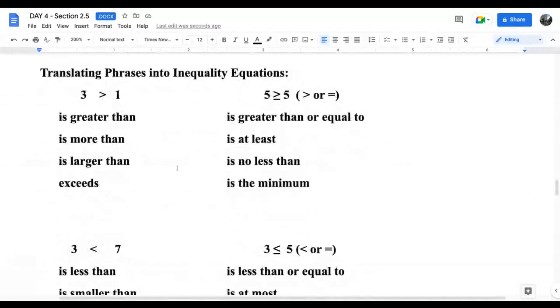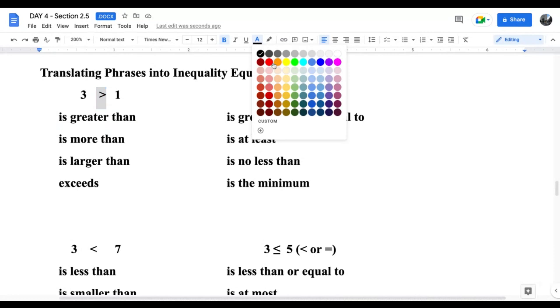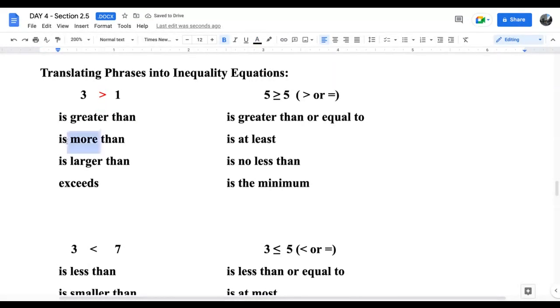So let's see how we translate phrases into inequalities. Is greater than, more than, larger than, exceeds, all mean this sign. Greater than or equal to: now we see equal to. Is at least, this is a tricky one. At least means greater than or equal to. Is no less than: no is a negation and less than is a negation, so it's like a double negation, and it has to be greater than or equal to. No less than is a minimum, similar to is at least. So that means greater than or equal to.